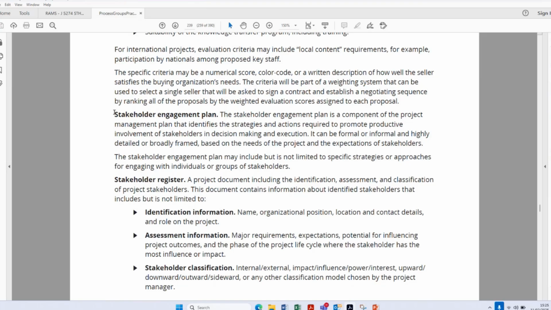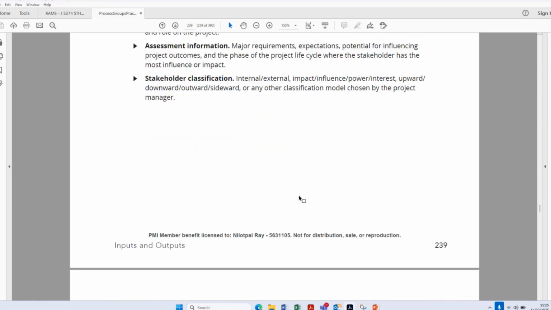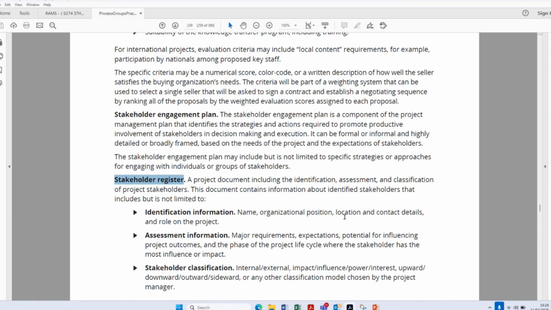Now, if you go to the basic definitions of a stakeholder engagement plan and stakeholder register, which can be found in, let's say, page 239 of your process group practice guide, that will essentially give you the answer to this question. So if you read the stakeholder engagement plan, what is it? It is a component of the project management plan that identifies the strategies and actions required to promote productive involvement of stakeholders in decision making and execution. And it is very important that the stakeholder engagement plan may include, but of course is not limited to, specific strategies or approaches for engaging with individual stakeholders or groups of stakeholders.